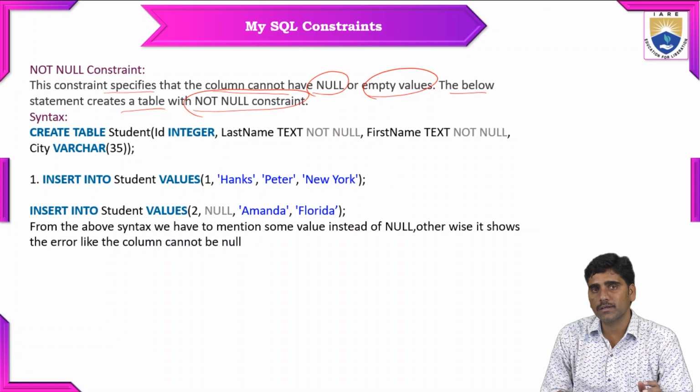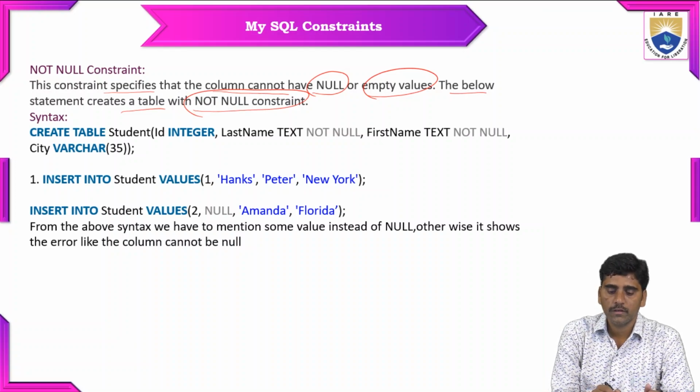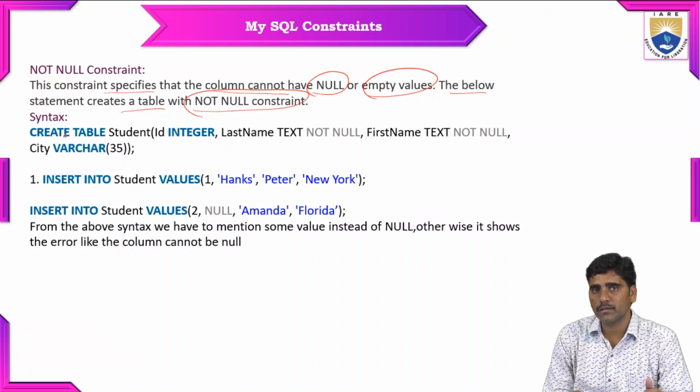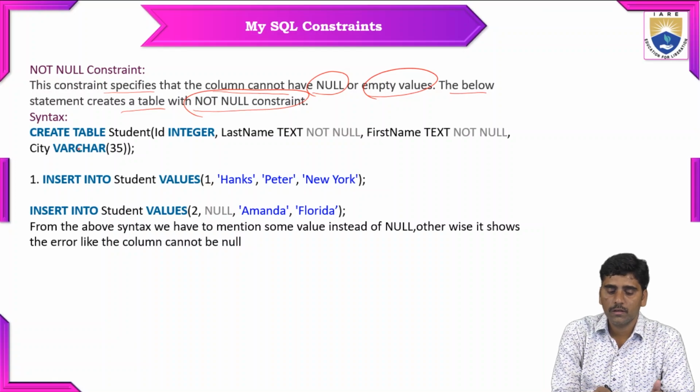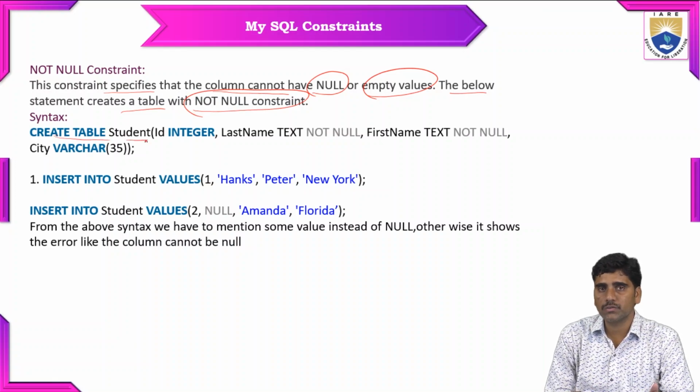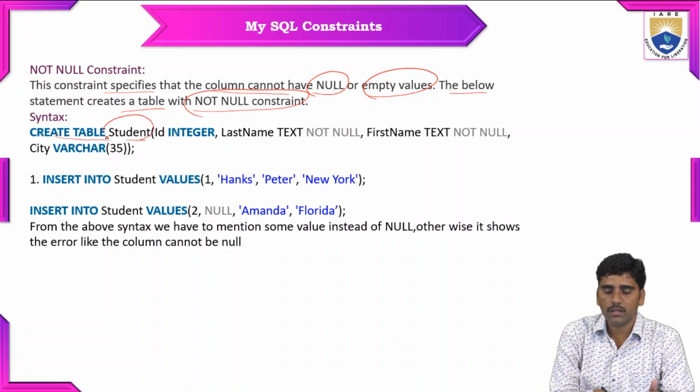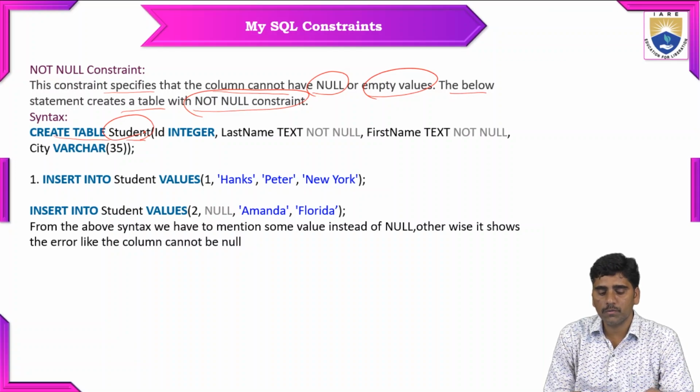How can we create those constraints? Let us look here. This is the syntax for creating. We are also creating the constraints at the time of creating the table itself. So here, create table student. Student is the table name.